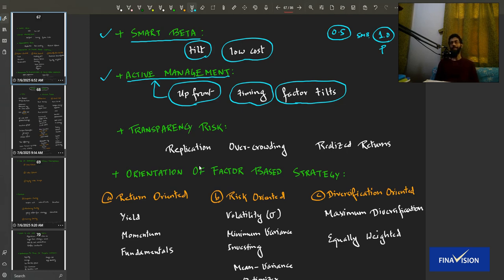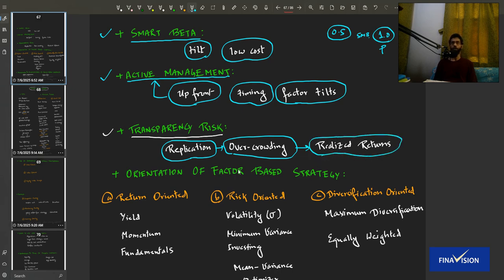Now, like transparency is an advantage for index-based strategies, there are also certain risks to transparency. So here we discuss what are the risks of transparency, right? The obvious risk is replication of the strategy. Because the index is available in a transparent manner, multiple replications are possible, which may lead to overcrowding of this strategy. And this may ultimately lead to less realized returns or overvaluation also. Right? Replication, which means overcrowding, which means less realized returns because overvaluation or extreme levels of efficiency, right?